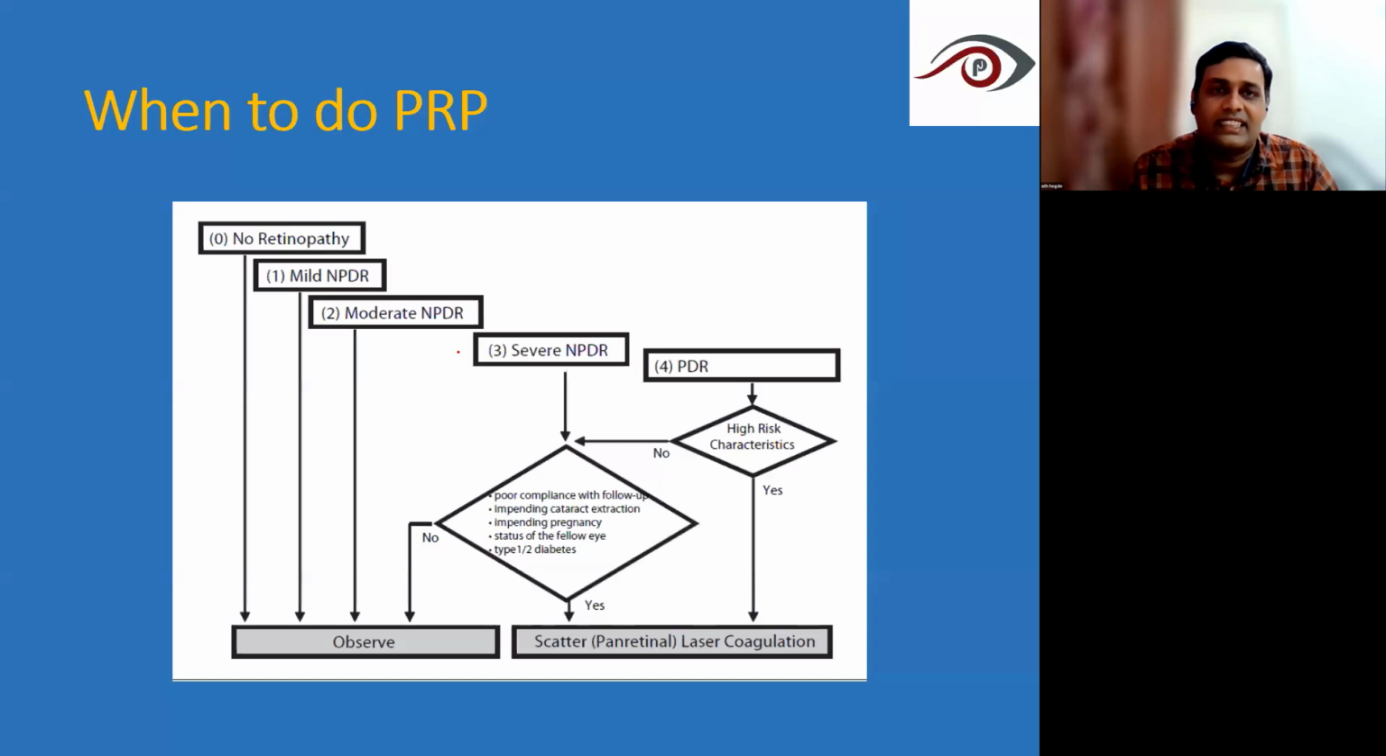And there are certain conditions, like severe NPDR, where you feel the patient may not come for a follow-up, or there can be type 1 diabetes with very uncontrolled sugars, and the other eye has proliferative diabetic retinopathy, or he's lost that eye, and his HbA1c level, which we check to see how his blood sugars are, is more than 9 or 9.5. At that time we do the laser for severe NPDR; otherwise mild and moderate NPDR don't require any laser.